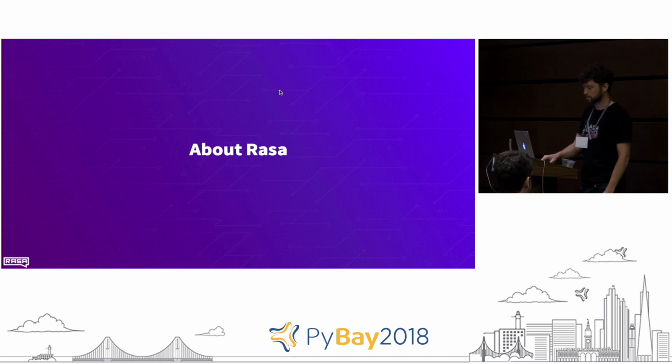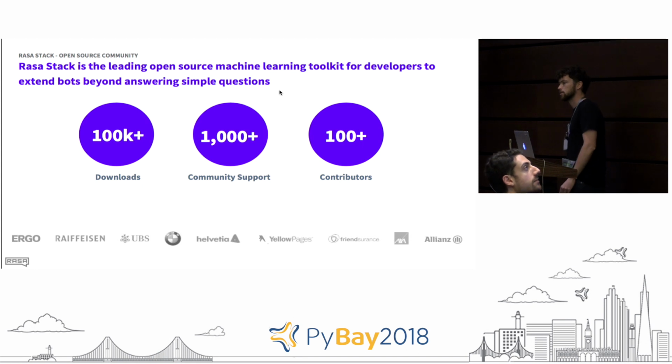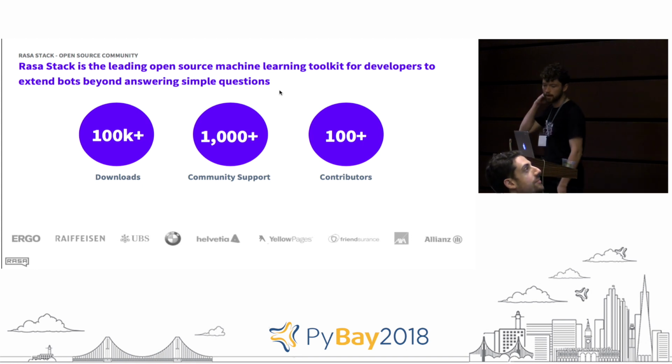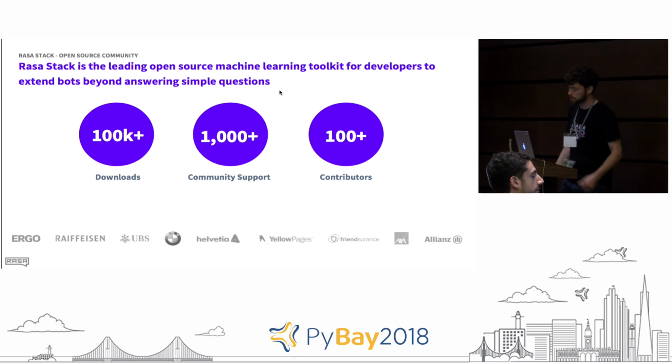OK, as promised, about Rasa. Rasa is actually the biggest open source machine learning toolkit for conversational AI. What we mean by that is taking chatbots and voice interactions beyond just one question, one answer, going towards something you can have a real conversation with. We have quite a big community, and a lot of enterprises use it in production. We have, I think, close to 200 contributors now across the open source libraries, and a lot of people in the forums helping each other out, building tutorials, writing blog posts. And that's something we're really excited about.